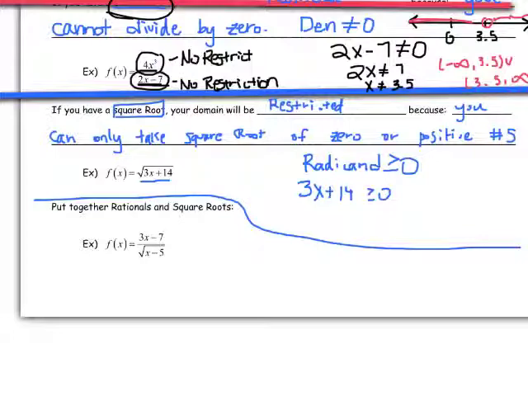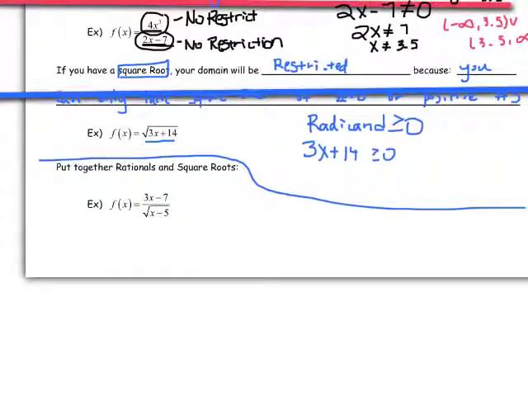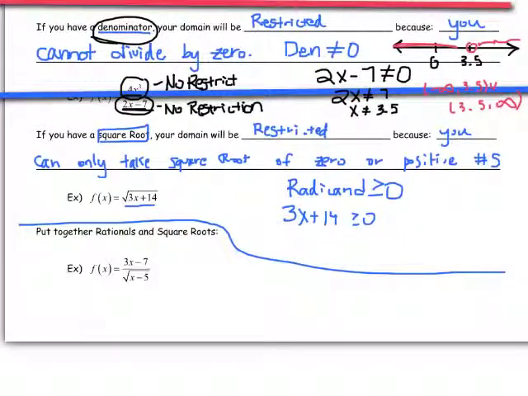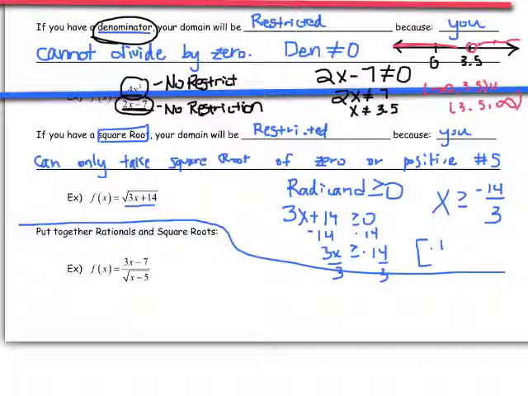All right, let's do the last one. So if we put together... Oh, I'm sorry, did I not finish? Okay, so I'm on this example. The radicand needs to be greater than or equal to 0. So the radicand is 3x plus 14. We're going to set that to be greater than or equal to 0. So if we subtract 14 and divide by 3, so we get x is greater than or equal to negative 14 thirds. So the lowest it can be is negative 14 thirds, and I am going to include that, and then I'll go on forever to infinity.